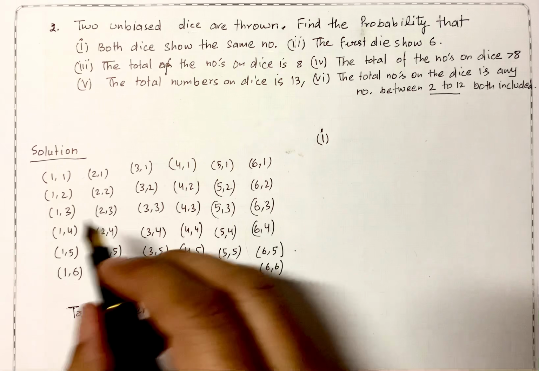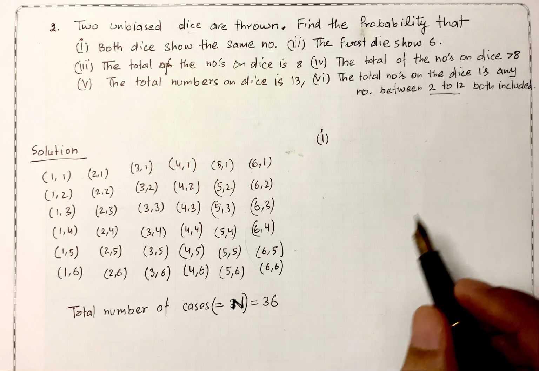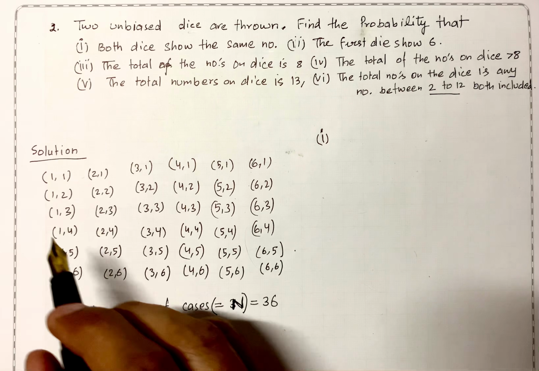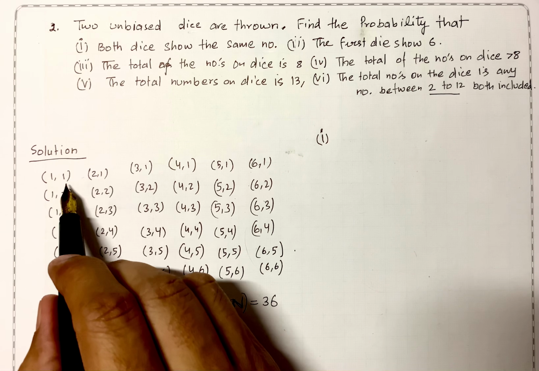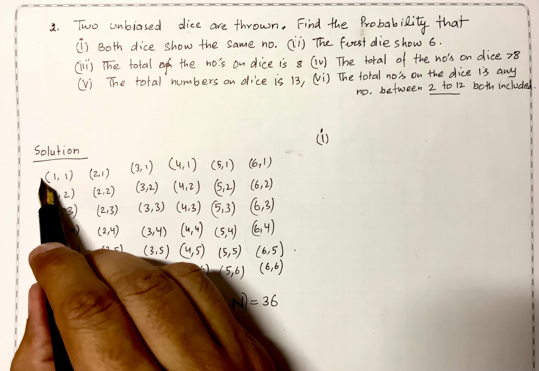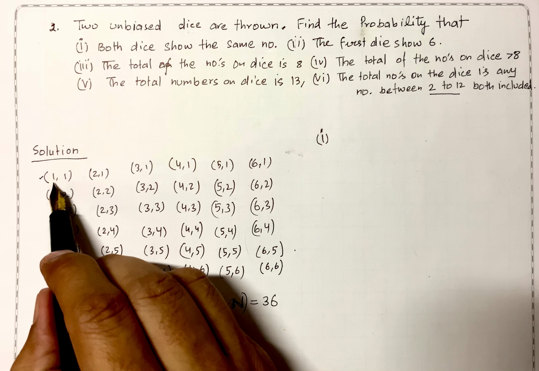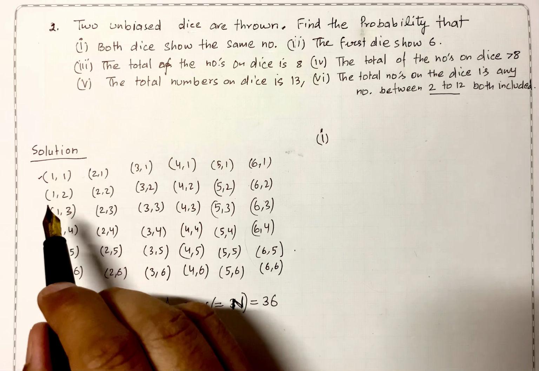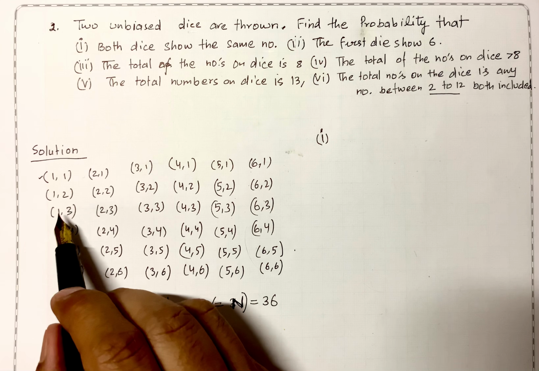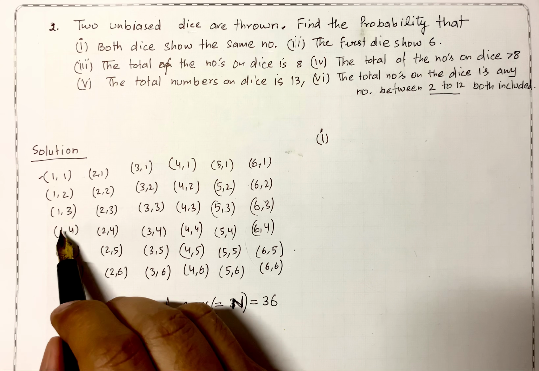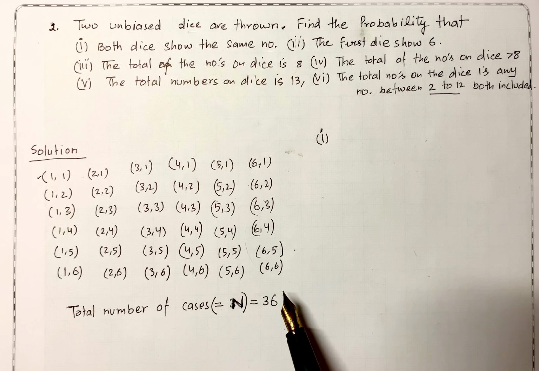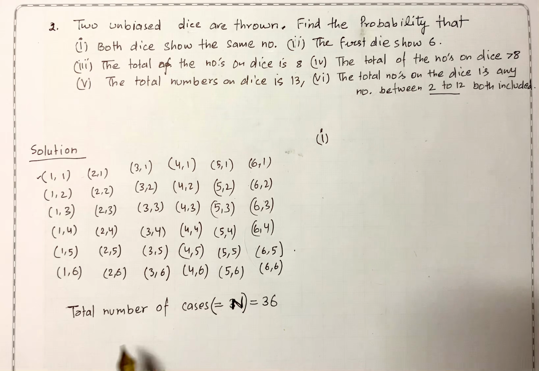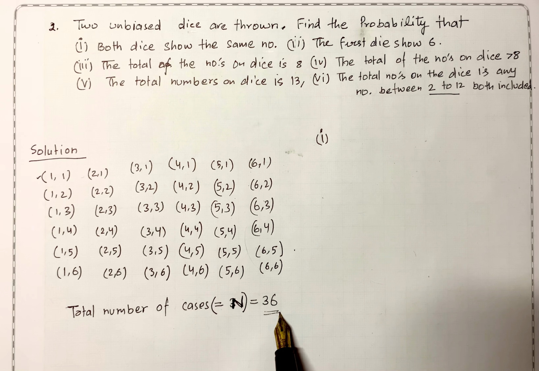As I have told you, I will be using the classical definition of probability to solve this particular problem. So first I have listed down all the possibilities that may take place. The first number is representing the number on the first die and the second number is representing the number on the second die. So this output is showing that when the first die shows 1, the second die also shows 1. The first die shows 1, the second die shows 2, first die shows 1, second die shows 3, and so on. So if you look, all the possibilities are listed, and if I count them, the total number of cases is 36.